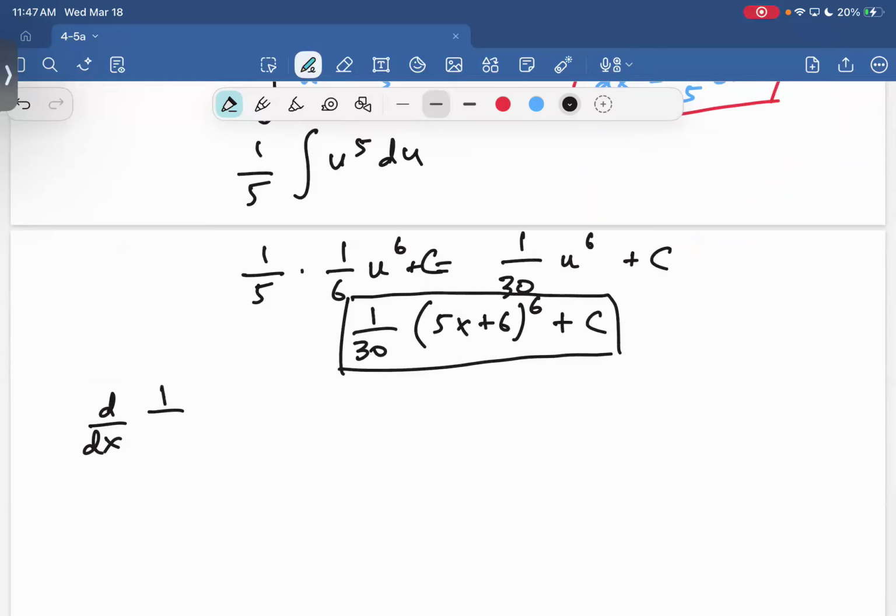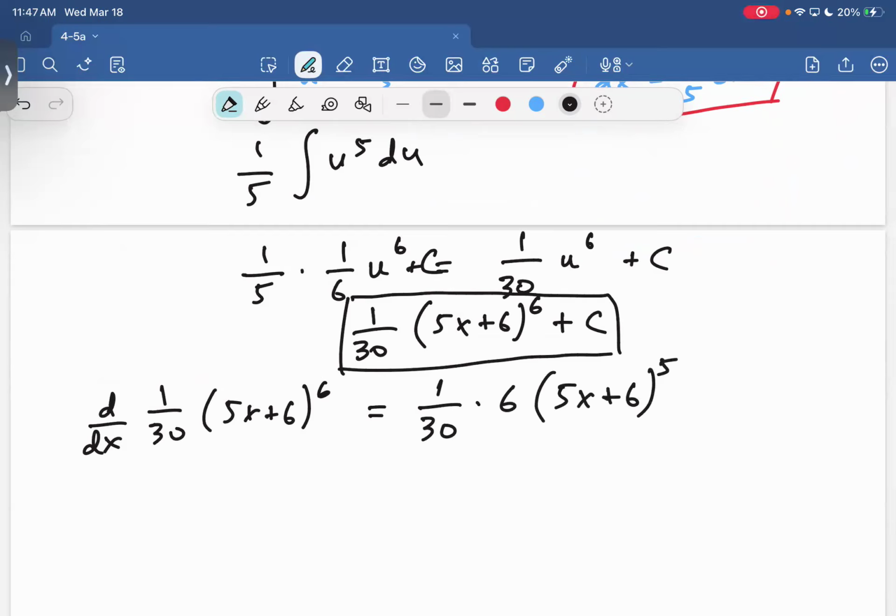What's the derivative of 1/30 times 5x plus 6 to the sixth power? Well, the six comes to the outside because that's our exponent. So it's 1/30 times 6 times 5x plus 6 to the fifth power. And then what else do we need to do? We need to multiply by 5, right? Yeah. Because we have chain rule. We're doing chain rule because we have a function inside the power of 6. So we need to multiply by the derivative of 5x plus 6, which is where this 5 comes from.